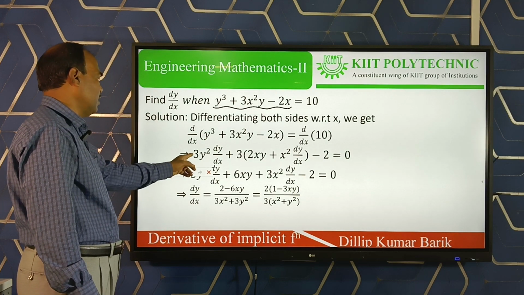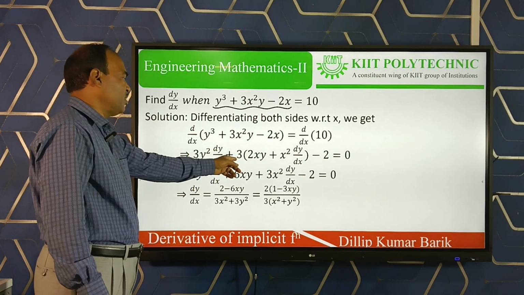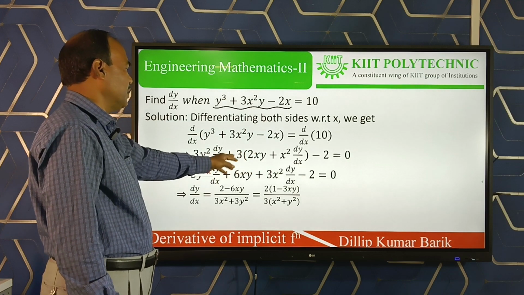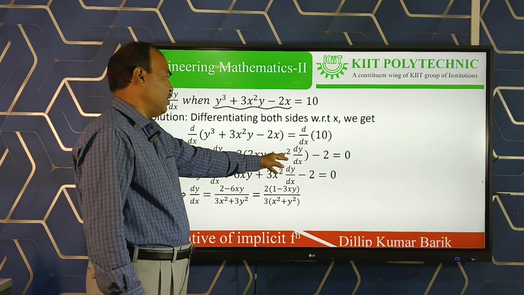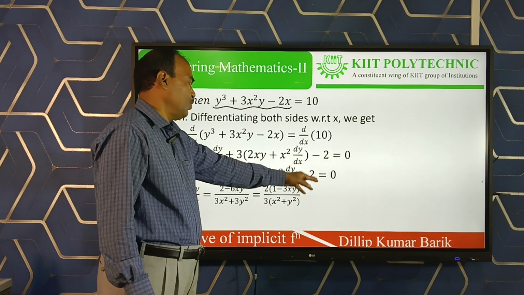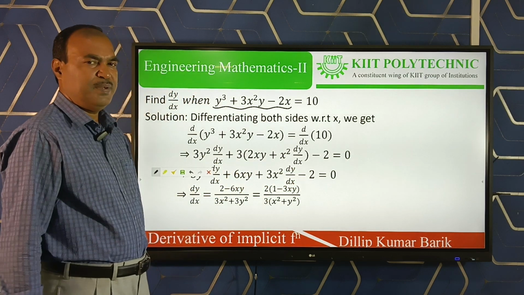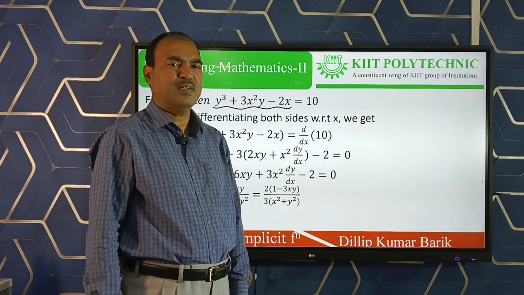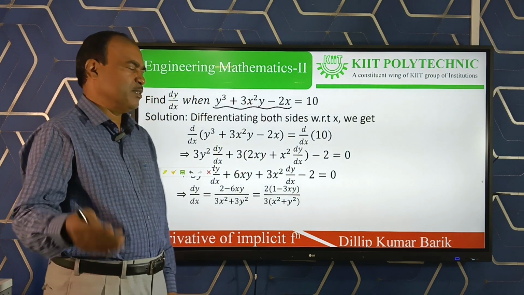Next implies 3y square dy by dx, multiply the bracket with the 3. 6xy plus 3x square into dy by dx minus 2 equals 0. And last step is keep all dy by dx terms on the LHS and transfer the others to the RHS.